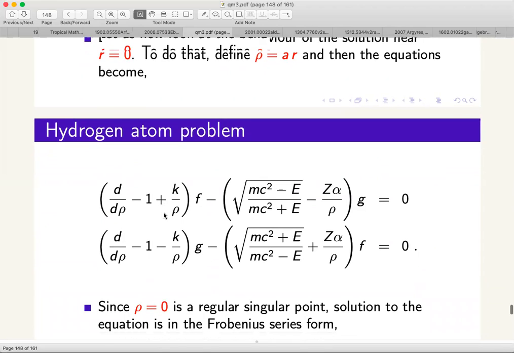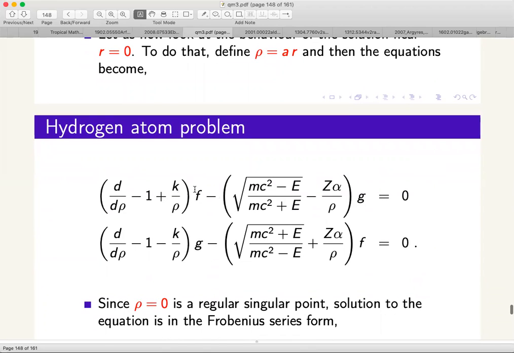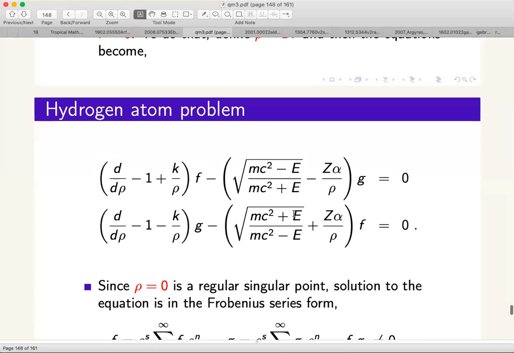Okay, so what happens is that you get an expression which looks like that. Instead of capital F's, I am writing small f's because I am writing them in terms of a new variable rho. Capital F of r is small f of rho and capital G of r is small g of rho. You get these equations, and with a little bit of massaging, arranging the factors correctly, you will get this equation. Now, as we have already seen, this equation has a regular singularity at rho equals 0.